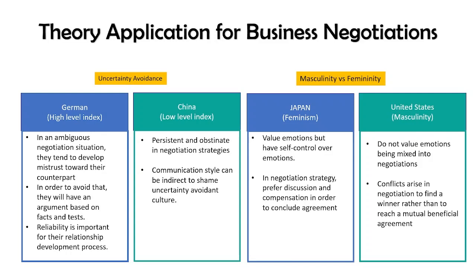Another dimension is uncertainty avoidance, where Germany has a high index of uncertainty avoidance, which in an ambiguous negotiation situation they tend to develop mistrust towards their counterpart. In order to avoid that, they will have an agreement on the negotiation based on facts and tests. Reliability is very important for their relationship development process. While China, as a low index country, always persists and is obstinate in negotiation strategies. Their communication style can be indirect, showing an uncertainty avoidant culture.